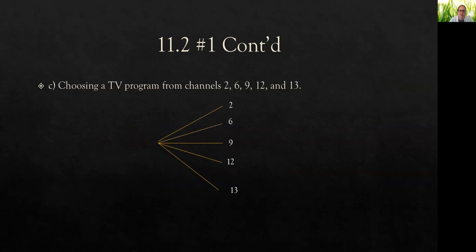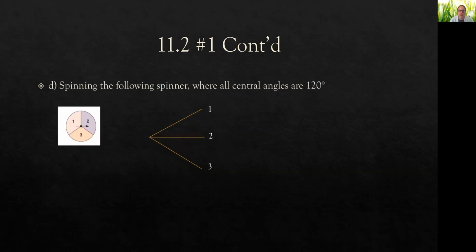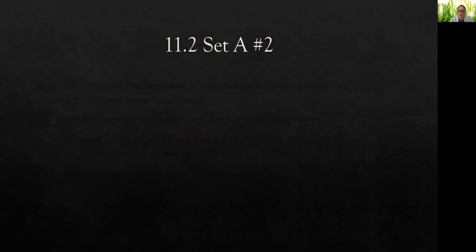Next, part C, choosing a TV program from channels 2, 6, 9, 12, and 13. So for this one, there's 5 different possibilities, so we're going to draw 5 branches. And then part D, spinning the following spinner, where all central angles are 120 degrees. Well, there's 3 different outcomes. We could land on either region 1, or region 2, or region 3. So that was problem number 1. Next, we're going to look at problem number 2.